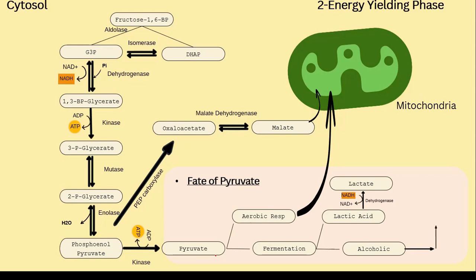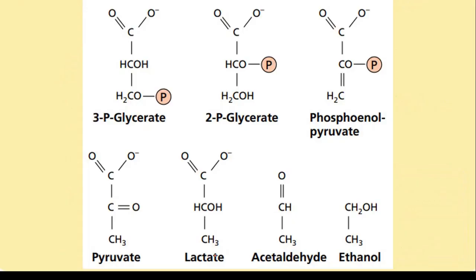Alcoholic fermentation causes the conversion of pyruvate, a 3-carbon compound, into the 2-carbon compound acetaldehyde by the release of carbon dioxide, and then it is converted into ethanol, forming NAD positive from NADH using the enzyme dehydrogenase.